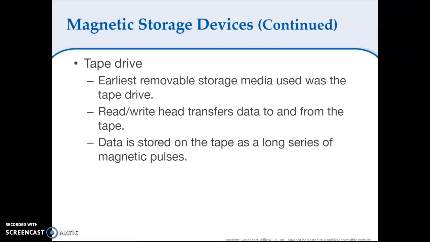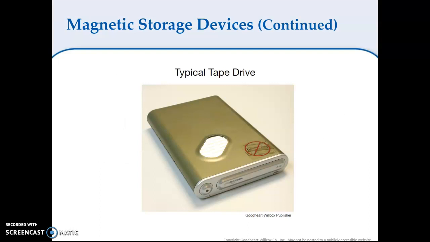A tape drive is the earliest removable storage media that was used. The read-write head transfers data to and from the tape, and the data is then stored on the tape as a series of magnetic pulses. So again, not the most commonly used storage device, but they are still being used. Here's an example of what a typical tape drive may look like. You may or may not have seen one of these on any PC that you have come in contact with in the past.